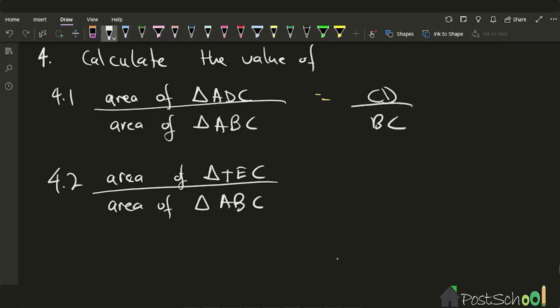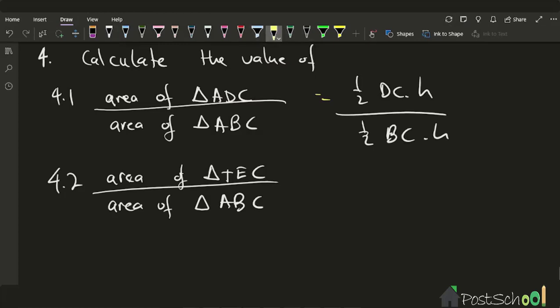DC over BC. Ngayibhala njalo. Or ungaqala ngokubhala ukuthi half DC times H over half BC times H. Kahle kahle kodwa the main thing usuyifuna i ratio of their bases, because lokunye kusuke kuzo khanselana. Alright, so this is what you want.